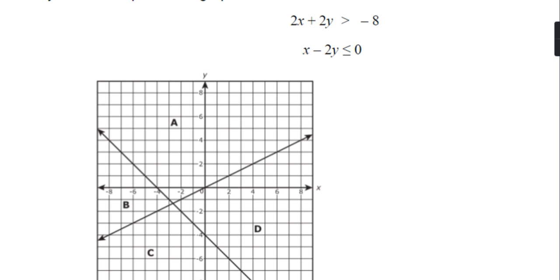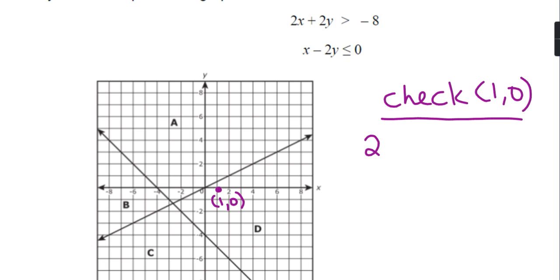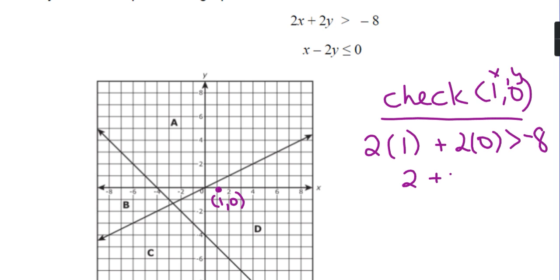Okay, so I'm going to take 1, 0. Pretty simple point to use. I'm checking 1, 0 in each inequality. I'm going to start with the first inequality, 2x plus 2y is greater than negative 8. I'm using 1 for x, 0 for y, so 2 times 1, plus 2 times 0 is greater than negative 8. And I see 2 plus 0 is greater than negative 8. Well, is 2 greater than negative 8? Yes, I see the bigger number on the bigger side of that inequality symbol, so I got a true statement.